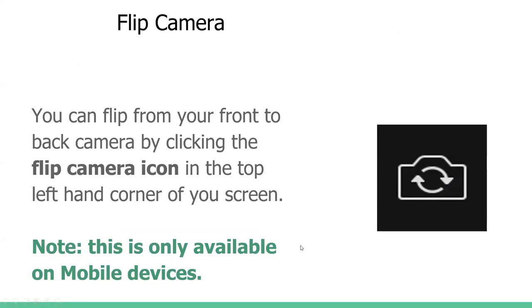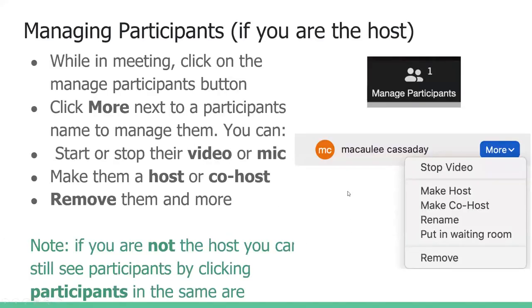Additionally, while on mobile, most people's phones have a front facing and a back camera. So if you want to switch which one is being used, then you just click this little camera icon with those swirly arrows there, and that'll switch between front versus back camera. But again, that's only for mobile devices, so something to keep in mind.